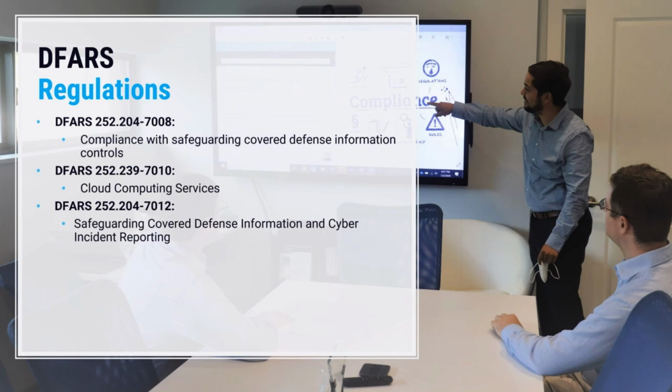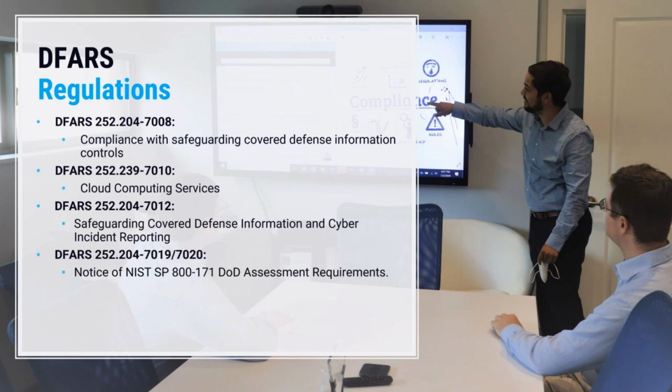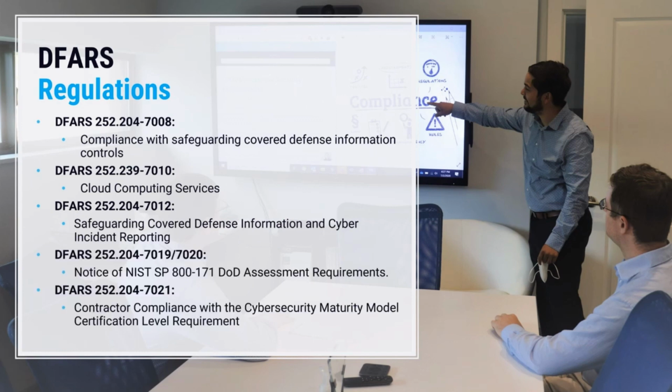You might be asking, where does all this come from? Really, there are going to be clauses outlined within the contracts you have with your government organizations, and they're going to be outlined such as these right here. DFARS 252.204-7008 was really the baseline clause. It requires compliance with safeguarding covered defense information controls.